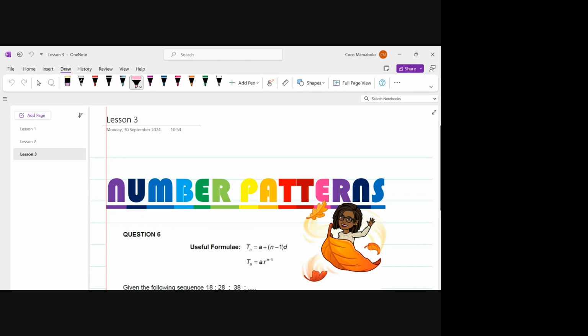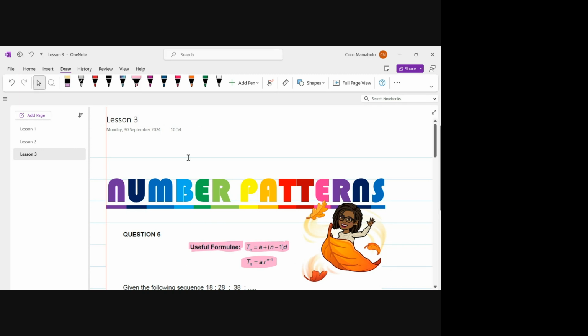So in most of your exams, you will find that they will give you a formula. They will just give you the formula. That's all they'll do. They'll say Tn is equal to a plus (n minus 1)d, and Tn is equal to a times r to the power of n minus 1. But they're not going to tell you what any of these mean. You need to know exactly what these mean in order for you to use them effectively.